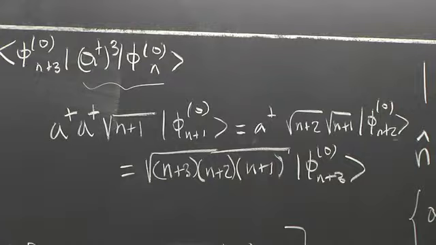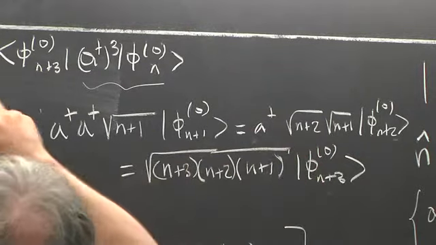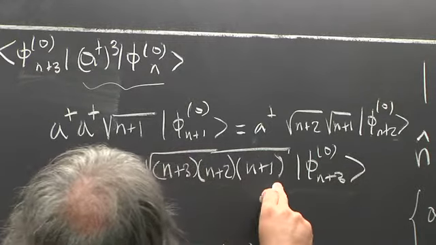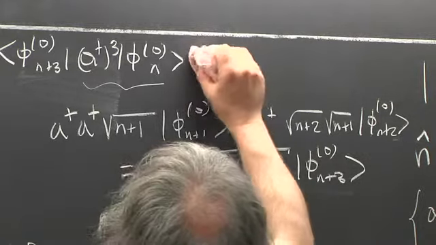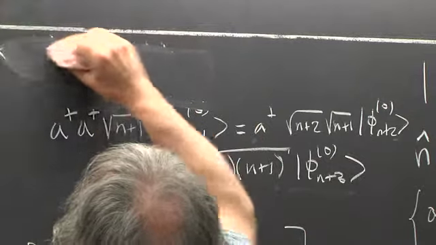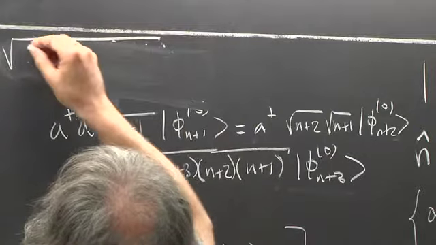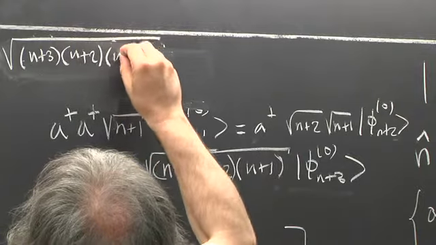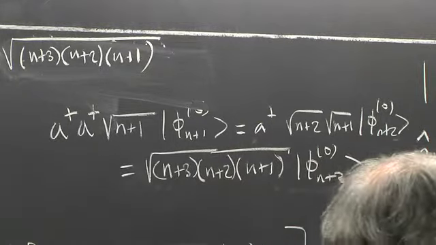This is simply application of a dagger 3 times to n. So as promised, I get n plus 3 with this peculiar square root. Now I take the scalar product with this, and all that remains is the square root. So I can just rewrite this as the square root of n plus 3, n plus 2, n plus 1. This is one of the matrix elements that will appear in the sum.